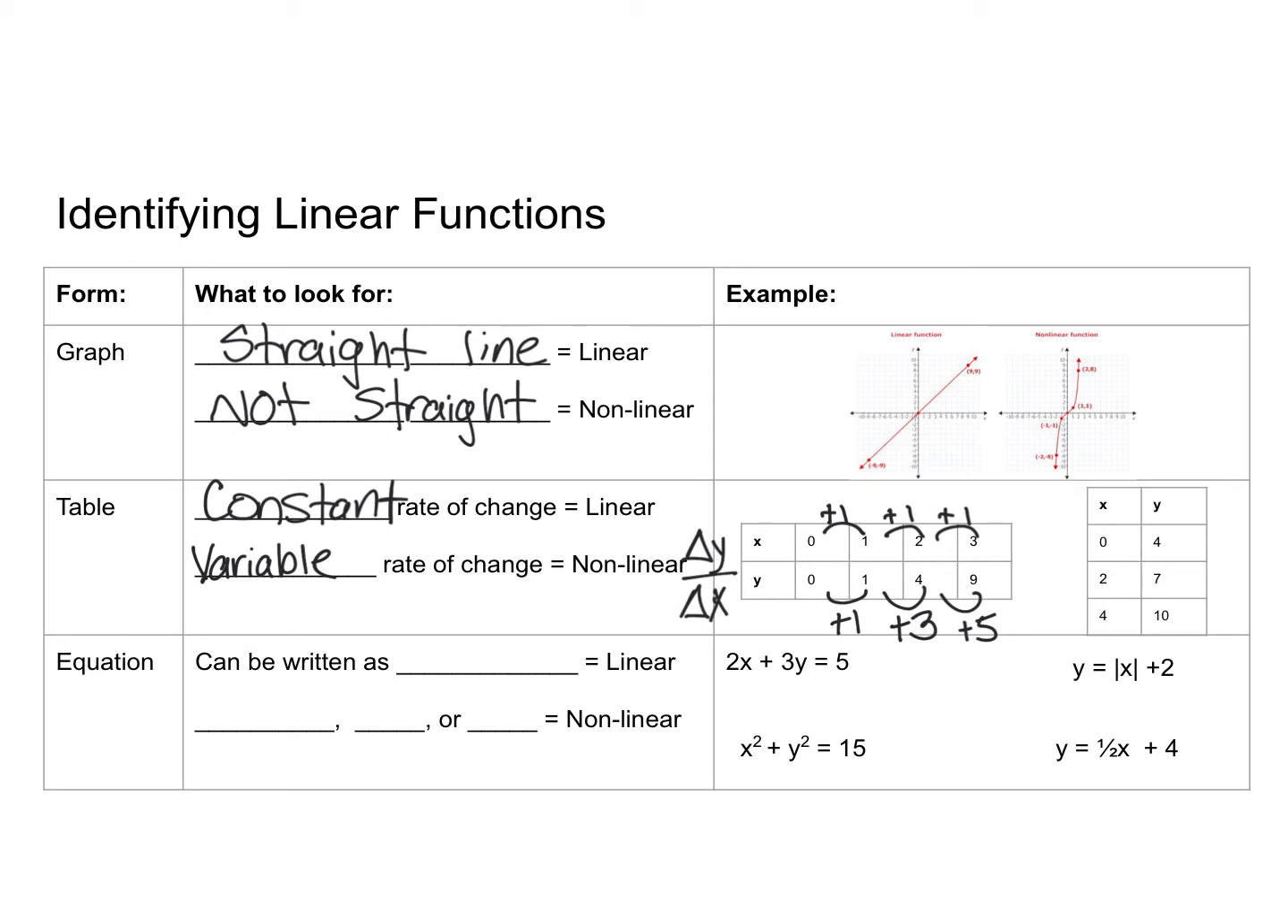So if I was going to do this with this, I would do 1 divided by 1 and get 1. And then I would test my next point. 3 divided by 1 would give me 3. 5 divided by 1 would give me 5. So between these 3 different sets of points, I got 3 different rates of change. These had a rate of change of 1. These two had a rate of change of 3. These had a rate of change of 5. This is considered a variable rate of change, which means this function right here is nonlinear.